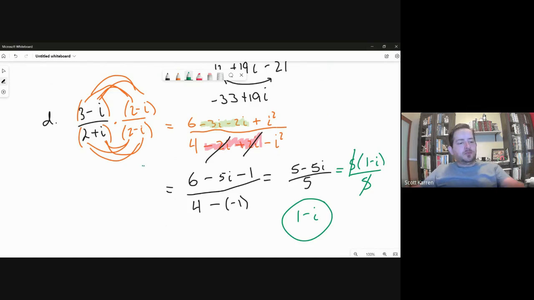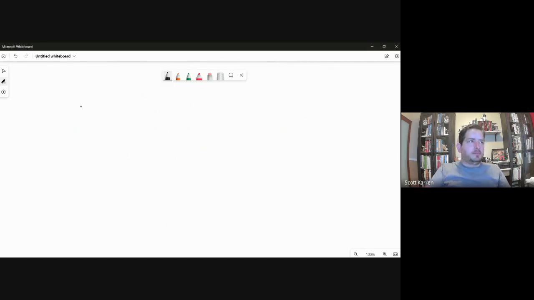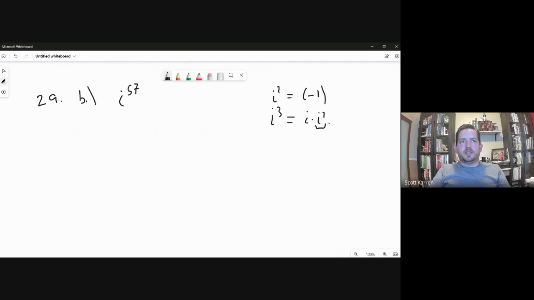So let's look at 29. And let's do, let's say B. So i to the 57, right? If you remember from just a minute ago, we said i squared is negative 1. But i to the third is i times i squared. But if i squared is negative 1, this is just i times negative 1, which is negative i. So I can simplify i to the third down to negative i.